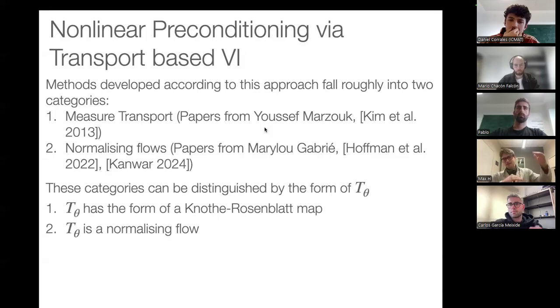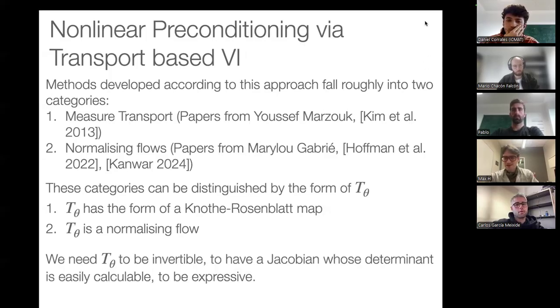Okay, and the feature that distinguishes these two categories is just the form of the map T of theta. In the measure transport case, the map has a very particular form, and it derives from something called the Knothe-Rosenblatt map, which is a particular map that is used in optimal transport. Unfortunately, we don't really have time to go into exactly why they do this or what the map looks like, but if someone really wants to know, I can tell them at the end of the talk. And in the second category, of course, the diffeomorphisms look like normalizing flows.